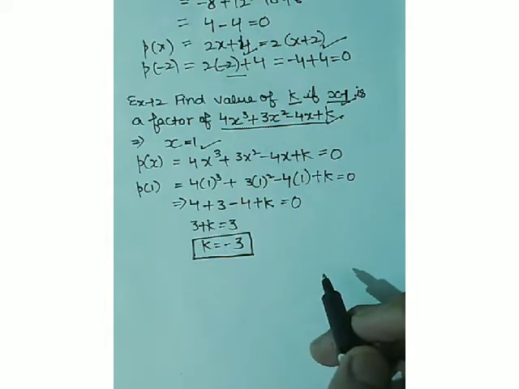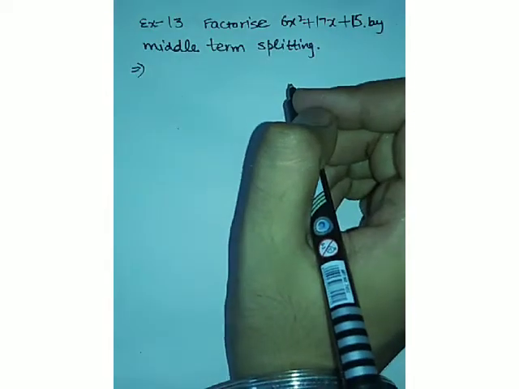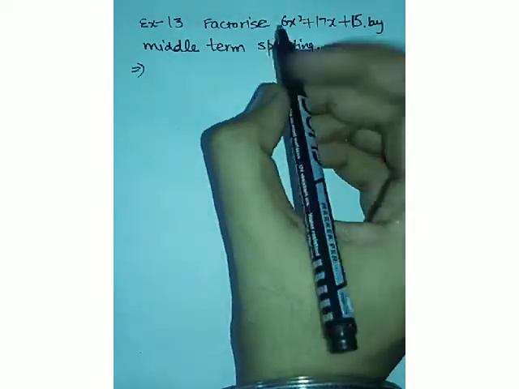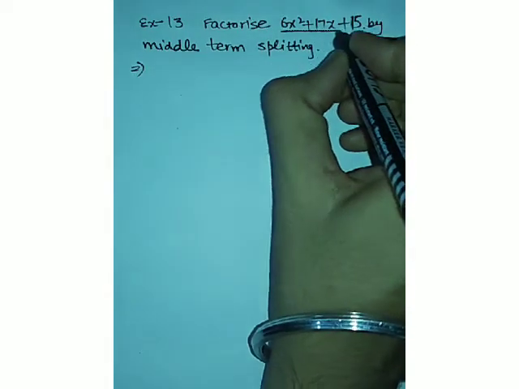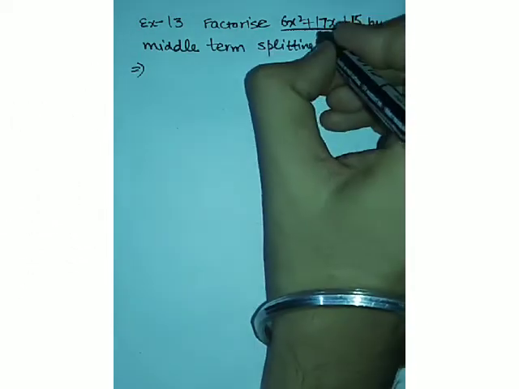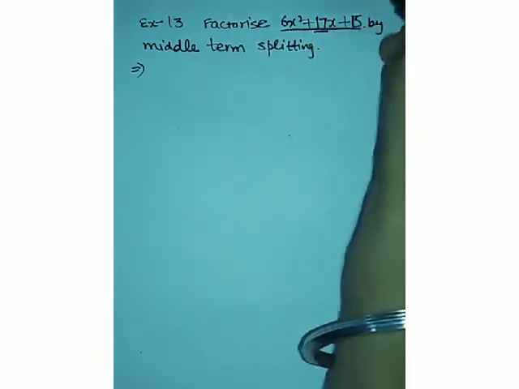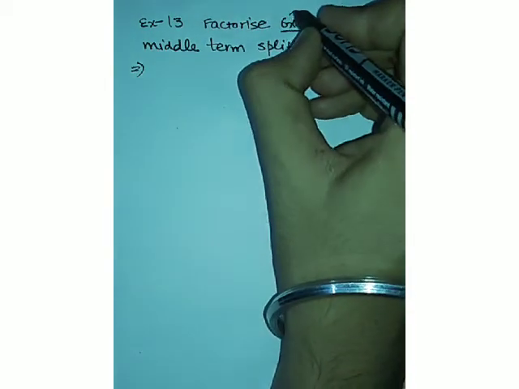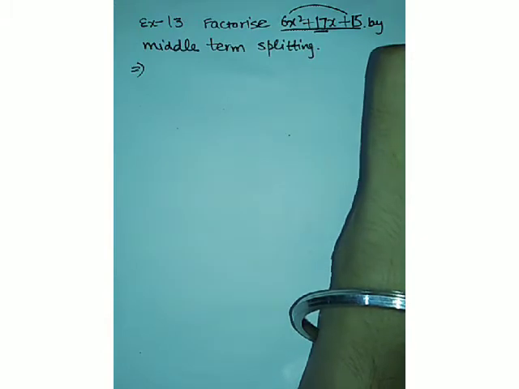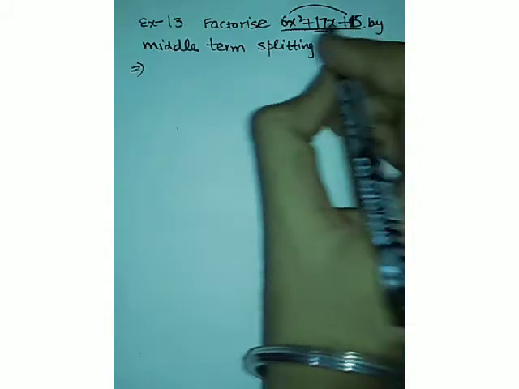All right, so now we will be doing methods like applying factor theorem and splitting the middle term in order to factorize the given polynomial. This is example 13, and in this example we have to factorize 6x squared plus 17x plus 15 by middle term splitting. Middle term splitting means we have to find two numbers whose sum is 17 and whose product is 6 multiplied by 5. That is not 15, that is 5. 6 multiplied by 5.